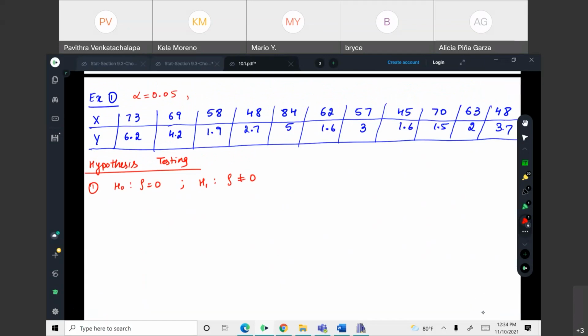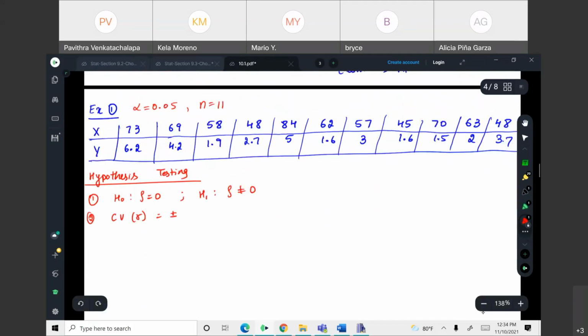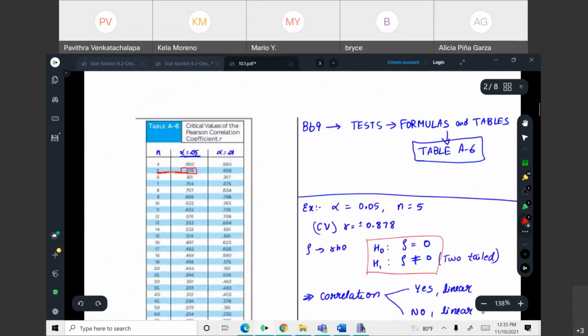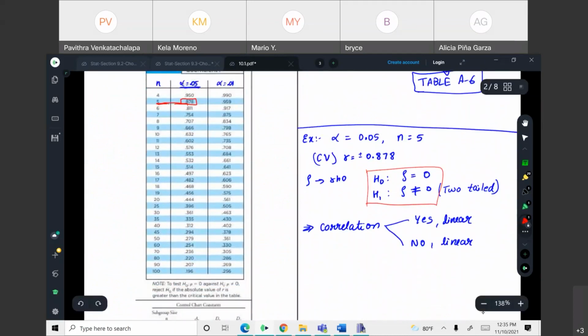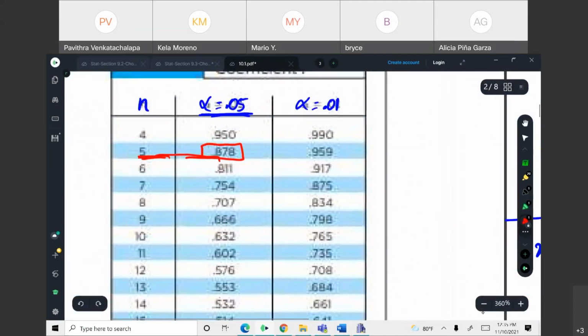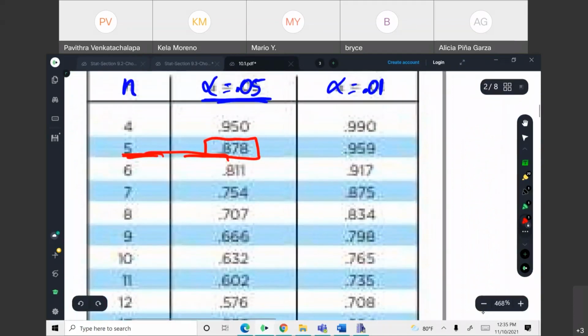1, 2, 3, 4, 5, 6, 7, 8, 9, 10, 11. So n equal to 11. Next step is to find the critical value r, and it will be plus or minus. So you have alpha is 0.05, n equal to 11. Go back to the table here. If you can't see the value, just give me the rough value. The value here is 0.602.